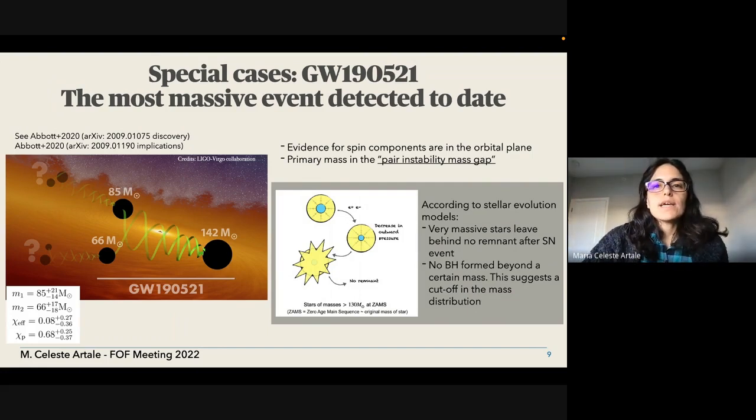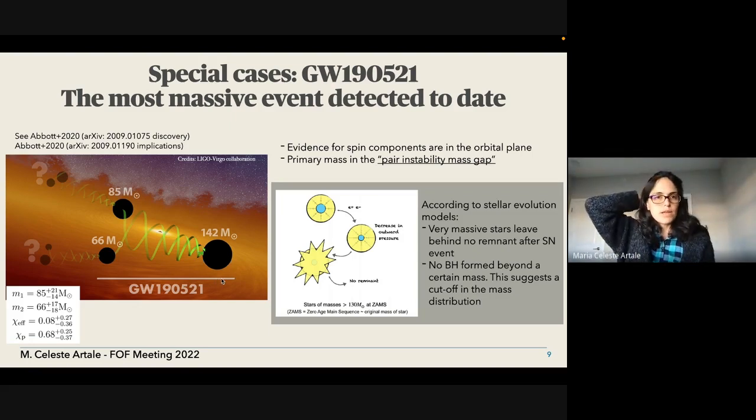One is GW190521, which is the most massive event detected to date. This is a system of two black holes, one of 85 solar masses and the other of about 66, that when they merge give a result of a 142 solar masses black hole.